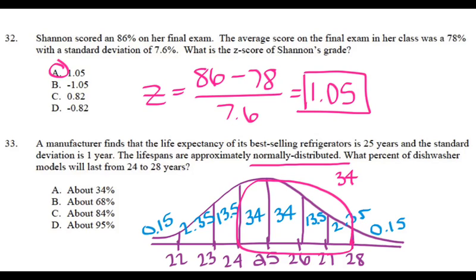So I have 34 plus 34 plus 13.5 plus the 2.35. So 34 plus 34 plus 13.5 plus 2.35 gives you 83.85%, which is about 84. So your answer for that is C.